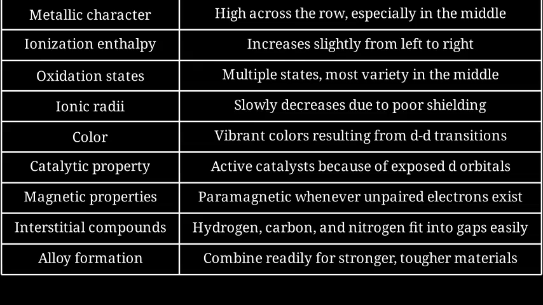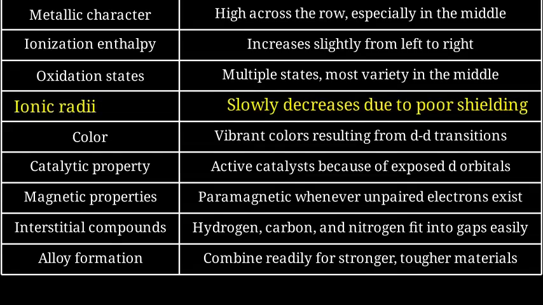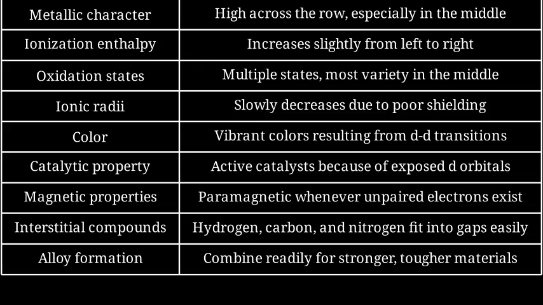Metallic character remains high. Ionization enthalpy gradually increases. Oxidation states are variable, with the middle elements showing the widest range. Ionic radii slowly decrease because electrons are added to the same subshell. The compounds display a wide variety of colors because of the d-d transitions.